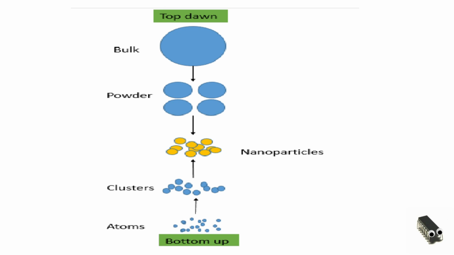Today we are going to discuss one of the methods of bottom-up approach for the synthesis of nanomaterials. Bottom-up approach is where fine particles are assembled together to build the nanomaterials by physical or chemical means. One such chemical method is the sol gel method.